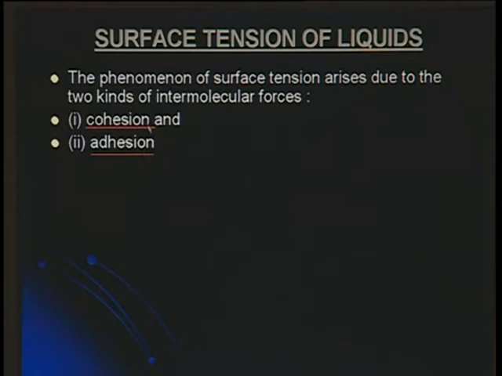What is cohesion force? Cohesion force is a force between like molecules and adhesion force is a force between unlike molecules. So if there is a difference between cohesion force and adhesion force, then it will lead to some unbalanced force. Now this unbalanced force per unit length is called surface tension.